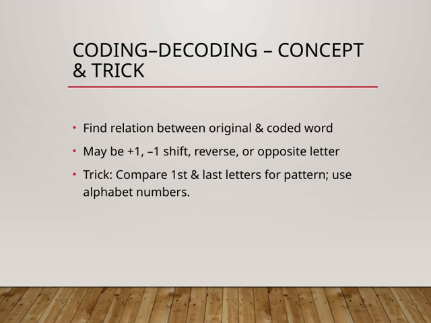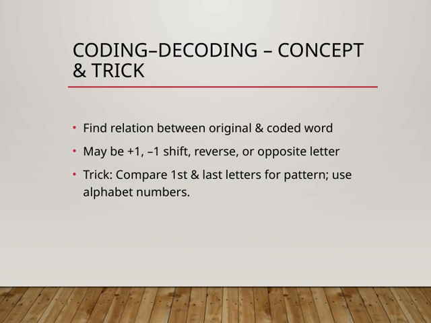Other times, it might involve reversing the order of the letters or replacing each letter with its opposite in the alphabet. A very handy trick is to compare the first and last letters of the words to see if there's a pattern. You can also use the alphabet numbers to help identify shifts or changes. For example, if the first letter of the original word is A and the coded letter is B, that indicates a +1 shift. Remember, the key is to look for consistent patterns across the words to decode them correctly.